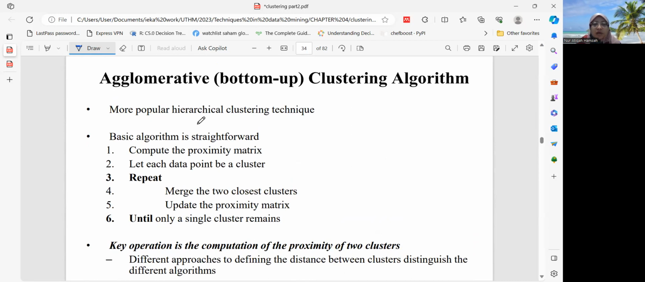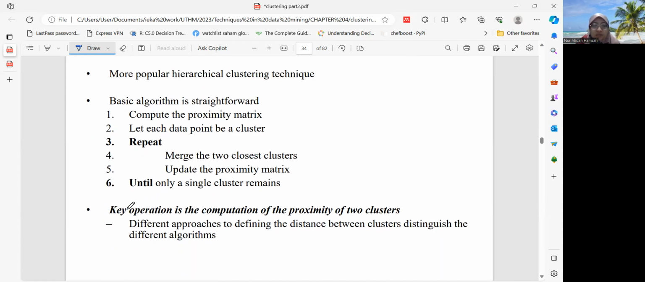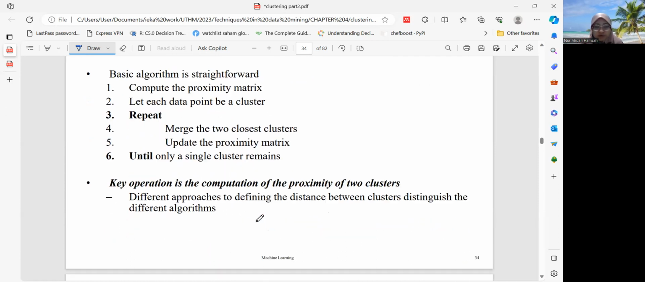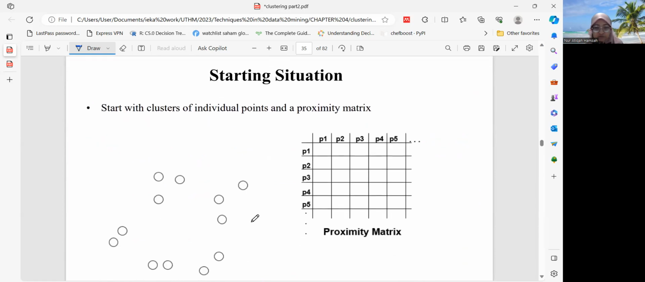So agglomerative is the more popular hierarchical clustering technique. The basic algorithm is more straightforward. It computes the proximity matrix. Let each data point be a cluster, and then repeat: merge the two closest clusters, and update the proximity matrix until only one single cluster remains. The key operation is the computation of the proximity of two clusters. Different approaches to defining the distance between clusters distinguish the different algorithms.